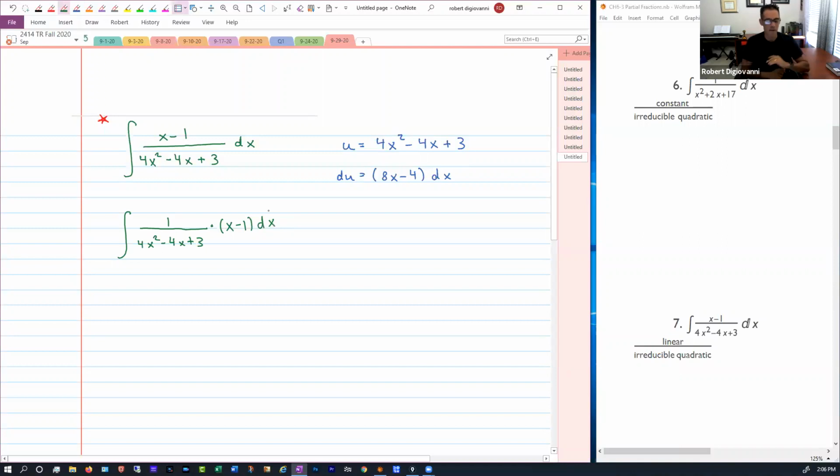That's really what we have, right? I just peeled that numerator off to the side. Life would be beautiful if this and this matched, right? If they matched, then wouldn't that just be du? And then the rest of the integral would just be 1/u, and we just have 1/u du, right? Wouldn't that be great?